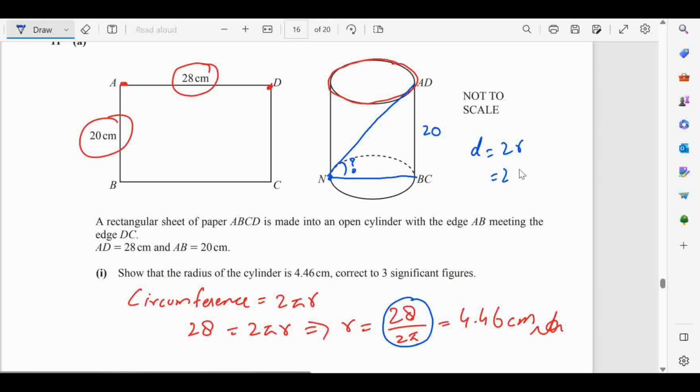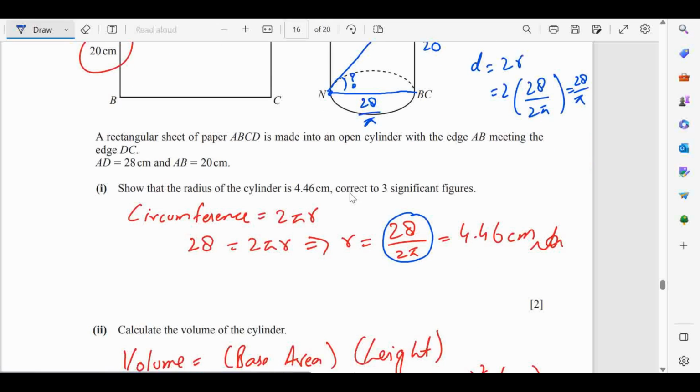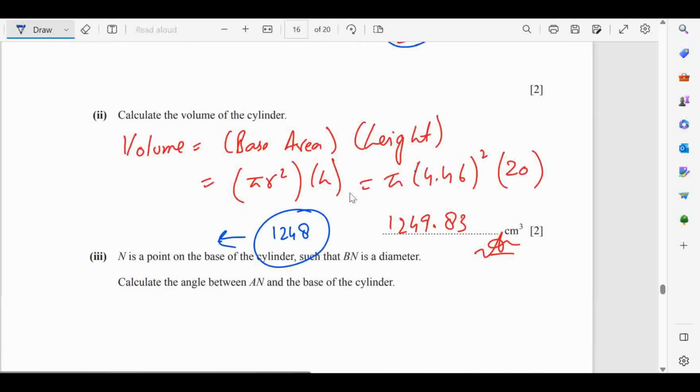So for accurate values, this must be 28 by 2 pi. So we can say that the diameter will be 28 by pi. This side will be 28 by pi. Now we need to find the angle. For this one we can use the tan. So tan will be equal to perpendicular by base.